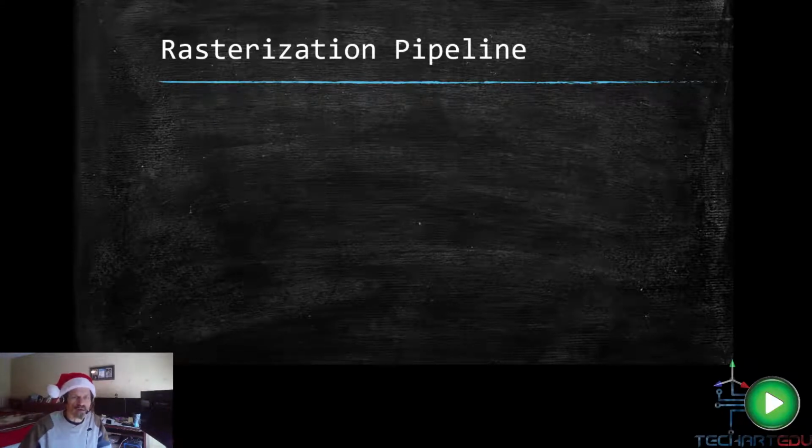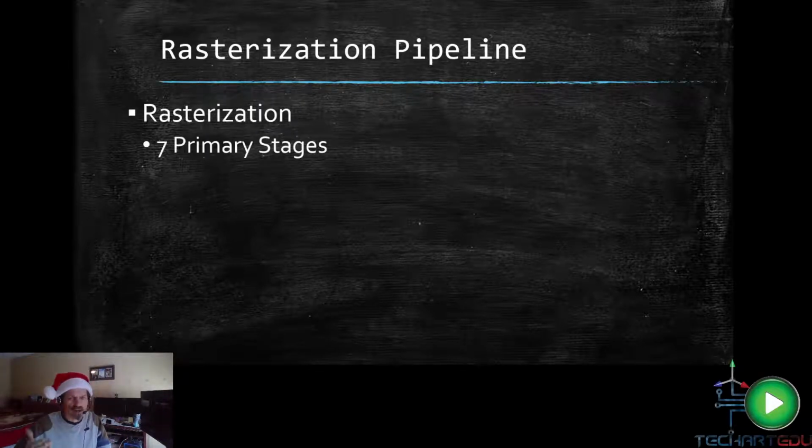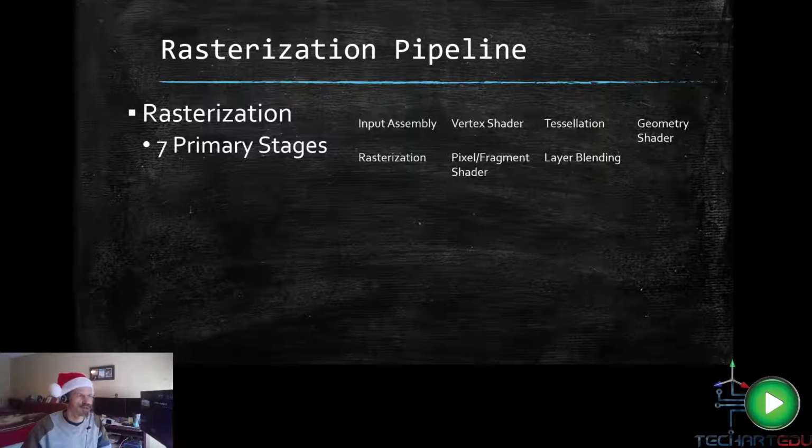Okay, now the rasterization pipeline deals with 7 primary stages. Now, I don't think we've gone through and actually created a lesson about this, but this is something that I fundamentally teach within my shader writing course, and it's very important. But there are 7 stages of the rendering pipeline, and they go according to this. You've got the input assembly, and then that goes to the vertex shader, then that goes to the tessellation, then it goes to the geometry shader, then it finally gets rasterized, and once it's been rasterized, then it goes through the pixel or the fragment shader, and then all of the rendered layers are then blended together.